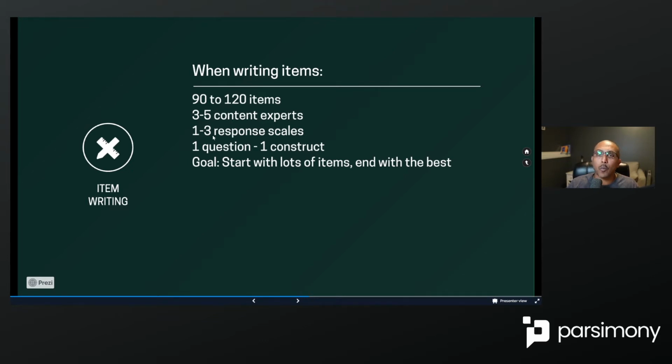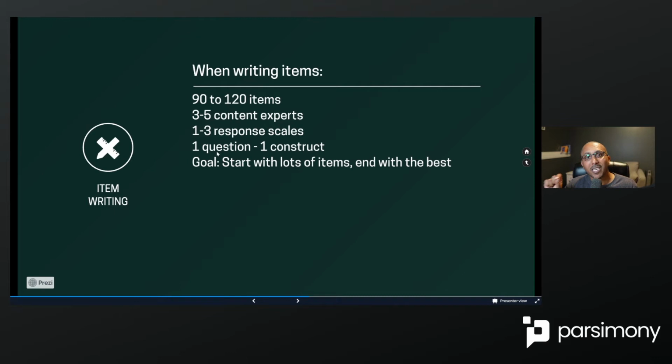And use no more than 1 to 3 response scales. One response scale might be something like going from strongly disagree to strongly agree. Try to use that as much as you can, and maybe have another one that talks about frequency, like almost never to almost always. The goal is you don't want to be using too many of these response scales, because that adds to the cognitive load of the people responding, and that muddies the water and increases how much they have to think as they're responding to your questions, and you don't want that.